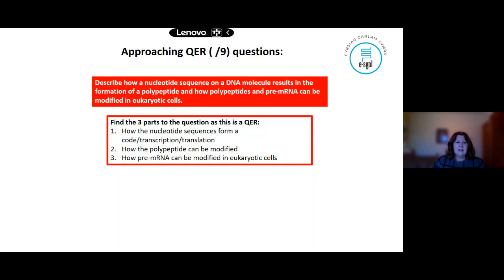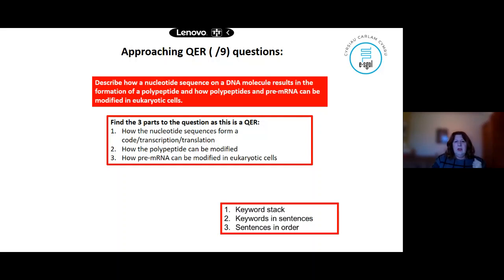So just like I said last time, you'd find three parts to the question, and the three parts of the question should be obvious. In this case, I'm hoping they're a bit obvious, in that the nucleotide sequences are going to be about transcription and translation. The second is going to be about how polypeptides are modified, and the third is going to be about pre-mRNA and the introns and exons, because it is mentioning eukaryotic. You could get a question about prokaryotes, and then you need to be very careful that there's no processing going on.